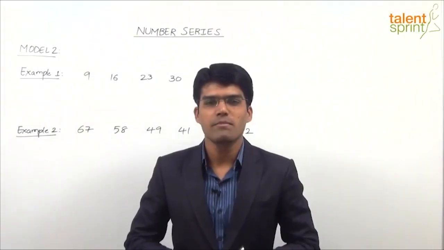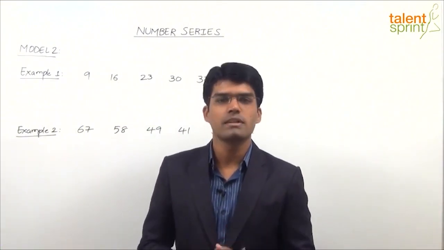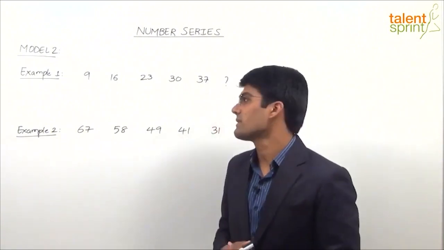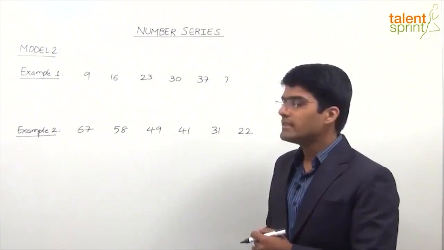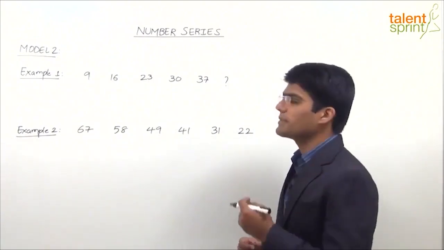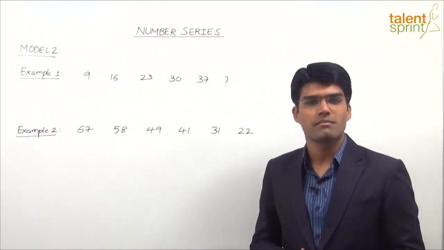Let us now take the second model from number series, where we are going to discuss questions based on AP, GP and HP. That is nothing but arithmetic, geometric and harmonic progressions. Let us look at some examples here. Now the example 1 here is 9, 16, 23, 30, 37, question mark. So we are supposed to find out what comes in place of question mark.